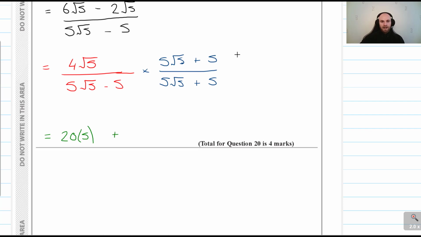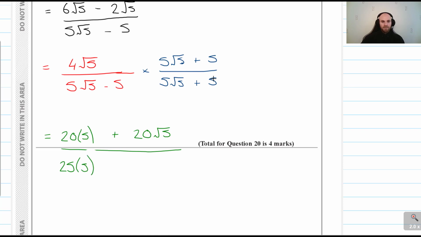And then 4 root 5 multiplied by 5, we're just going to multiply the whole numbers together. So 4 times 5 is going to be 20. And then you just put that root 5 there at the end. And now we're going to do 5 root 5 multiplied by 5 root 5, which is, again, just multiply the whole numbers. Multiply the surds. Well, root 5 multiplied by root 5 is going to just be 5.